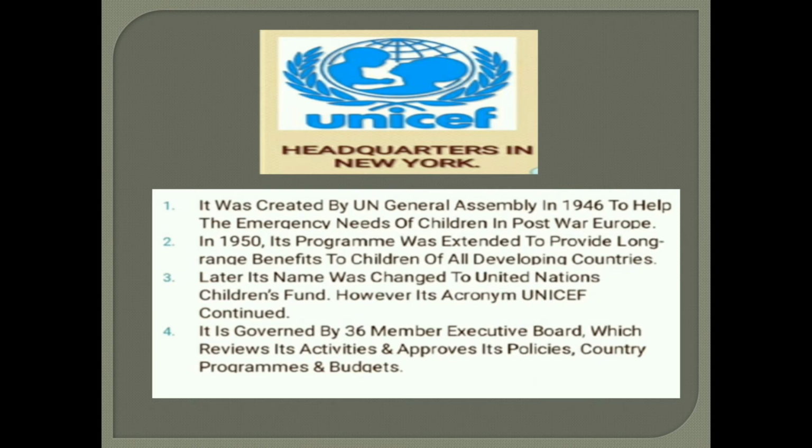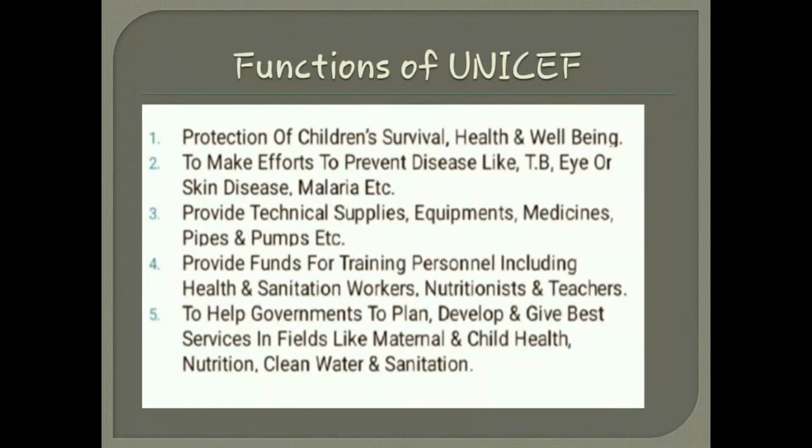It is governed by a 36-member executive board, which reviews its activities and approves its policies, country programs, as well as budget. Let us learn about what the different functions of this agency are. UNICEF works for protection of children in respect of their health, their well-being, or survival. This is done in cooperation with individuals, civic groups, governments, and the private sector.